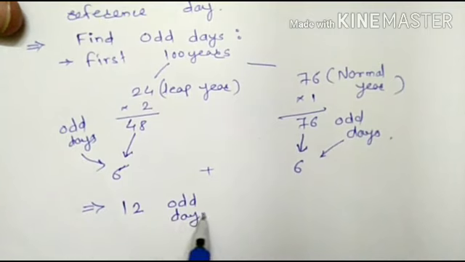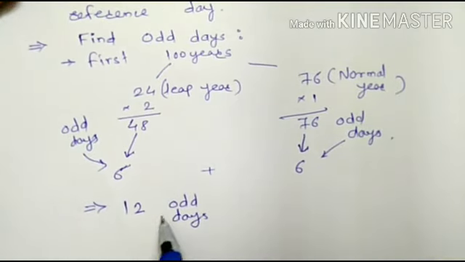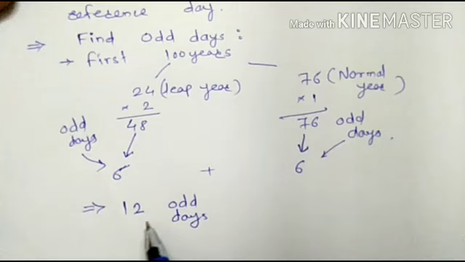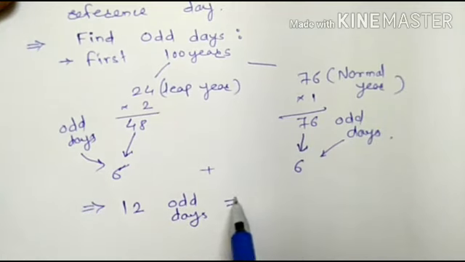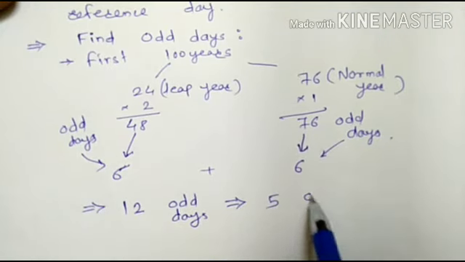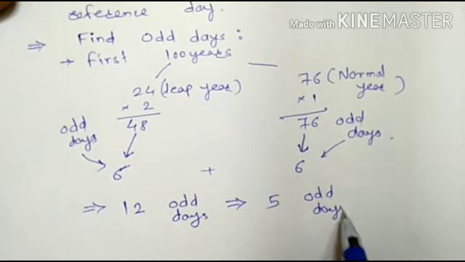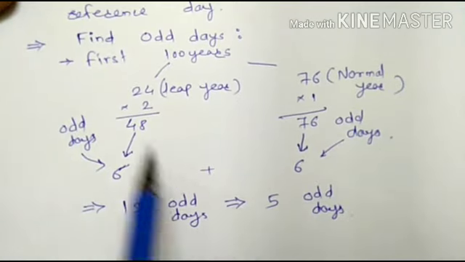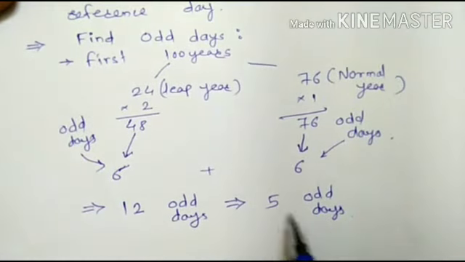Again, 12 is more than 6, not in the range 0 to 6, so we divide it by 7 and the remainder is 5. So 12 odd days is converted into 5 odd days. From this we get that in the first 100 years there are 5 odd days.